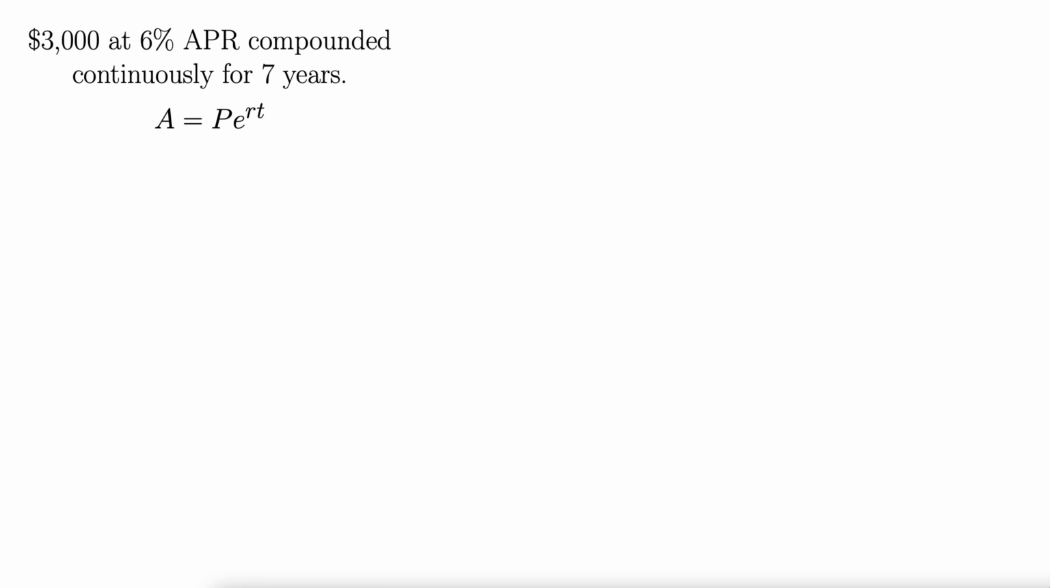In this example, we want to look at interest compounded continuously. So we have $3,000 at 6% APR compounded continuously, the operative word here, for 7 years. Okay, so the old way of doing interest was compounded n times per year. Okay, remember that. Compounded n times per year.